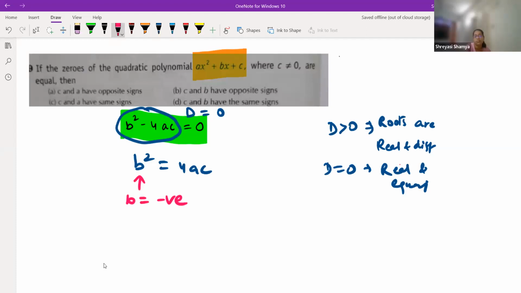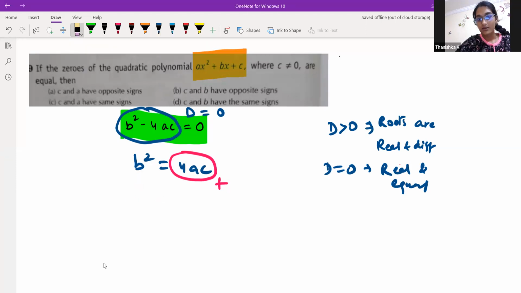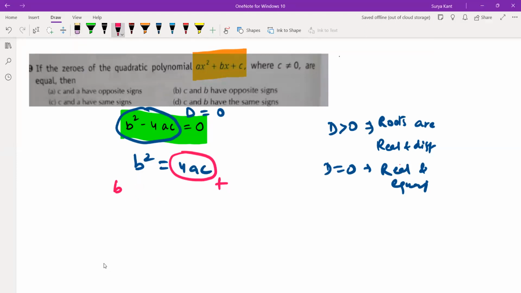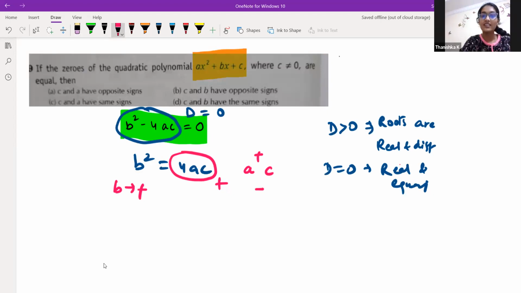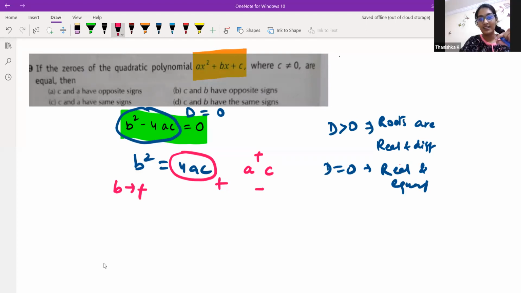Yes, sir. So if this is positive, this also should be positive, correct? If B is positive, this whole part should be positive. When the whole part is positive, either both A and C are positive or A and C are negative, correct? Yes, sir. That means A and C should have the same sign. So which answer is correct over here? A and C have the same sign. So option C is correct.